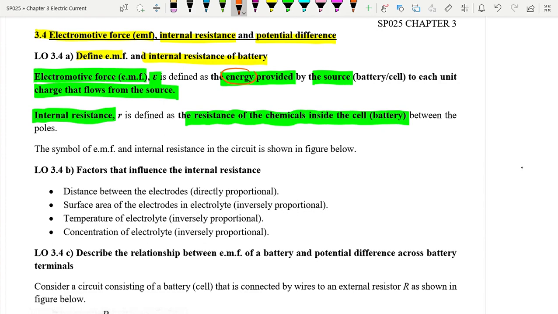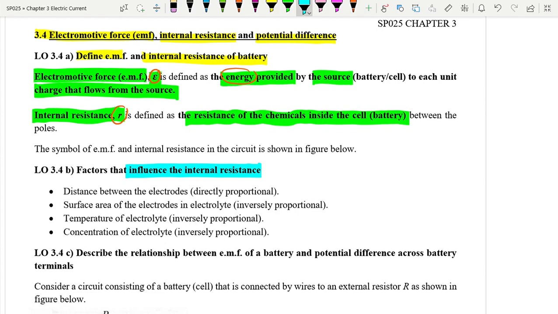And dia punya simbol adalah small r. So kita bezakan sikit internal resistance dengan resistance biasa. So small r represent the internal resistance inside the battery. Dan epsilon ni adalah EMF of the battery. Alright, so next kita nak discuss tentang factors influence the value of internal resistance of the battery. So apa faktor-faktor yang mempengaruhi nilai resistance of the battery.